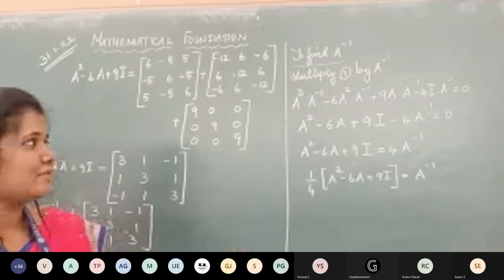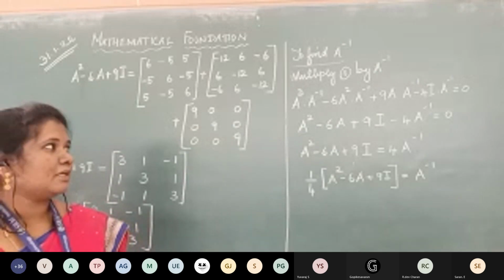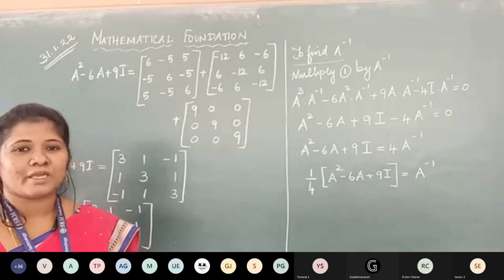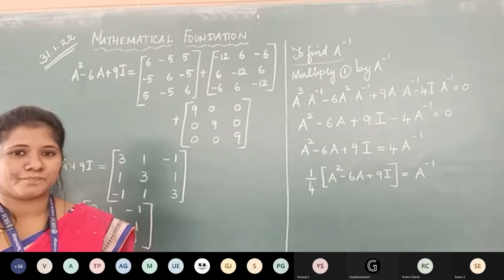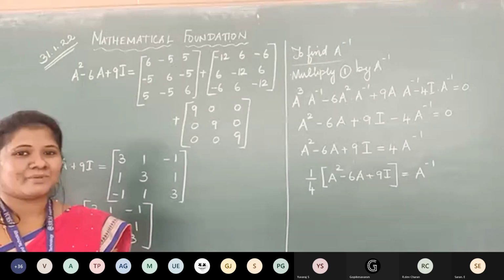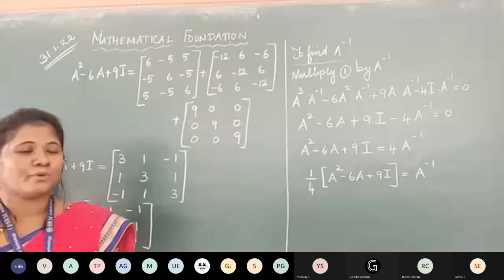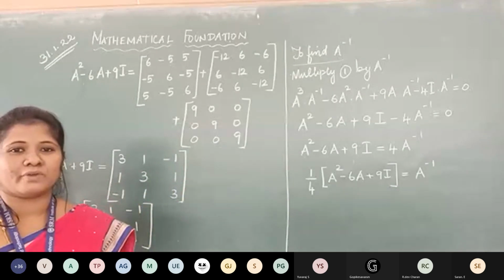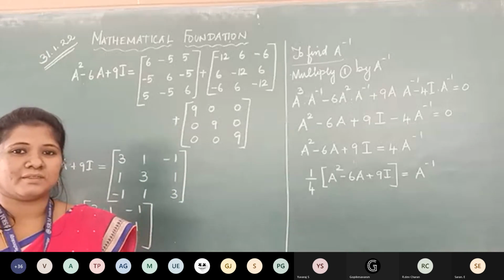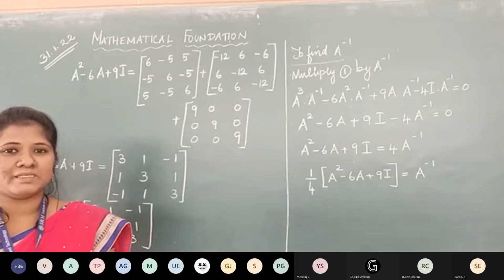In this concept itself, tell me how you can find out A power 4. To find your A inverse, you multiplied with A inverse, I said. Similarly, for A power 4, how can you find it? A square into A square, okay, that's very good. That is a little complicated, you have to multiply row wise into column. With this equation, how can you find out A power 4? We have found that it verifies your Cayley-Hamilton theorem. With that equation, we can find A power 4. It will be very easy.